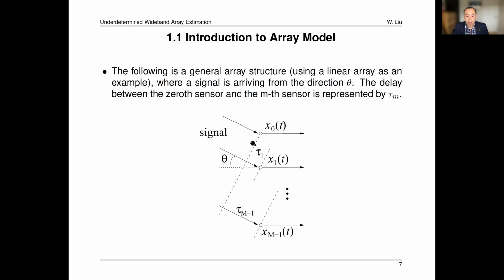And here is a general array structure. It's using a linear array as an example. So like a linear array, all these sensors are positioned along a straight line. And you have a signal coming from direction theta. And this theta is measured from this direction. We call it the broadside of this linear array. And when the signal arrives from this theta, you have a delay between different sensors. So here you receive the signal first, and then for this sensor, you have a delay tau 1 and tau 2 and so on. So in total, you have big M sensors here.